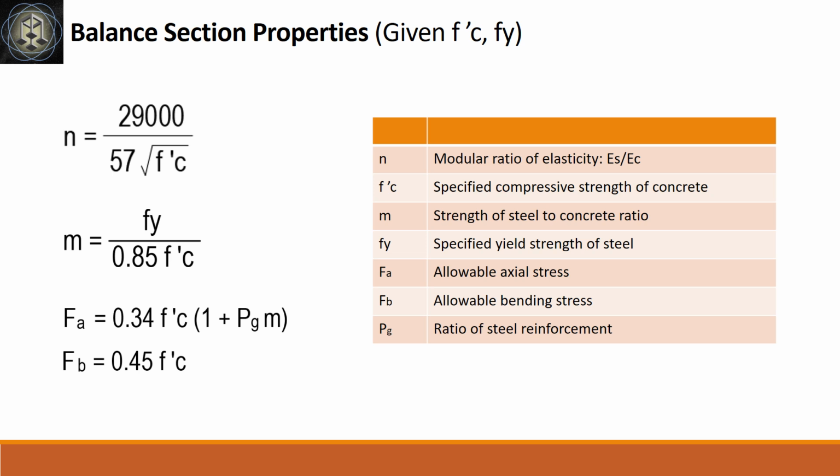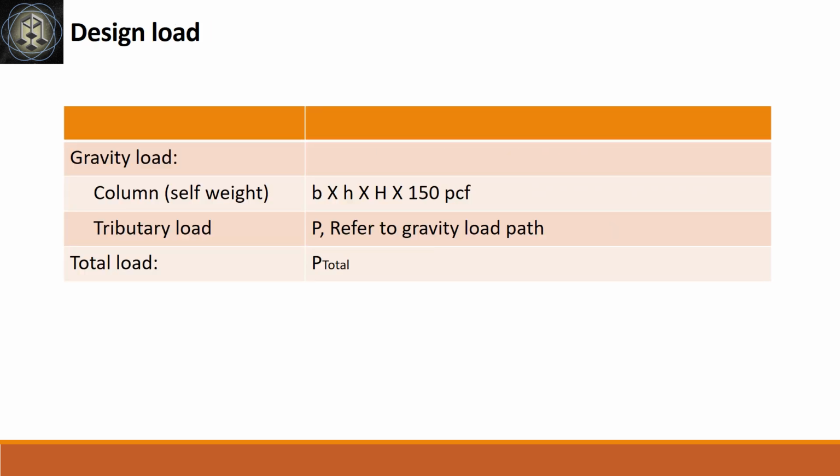From the input parameters, get the required ratios and allowable stresses needed for our design, like N, the modular ratio of elasticity, M, strength of steel to concrete ratio, Fa, allowable axial stress in reinforced concrete, and Fb, allowable bending stress in reinforced concrete. Determine the design load of the column by way of tributary load and the column weight itself.